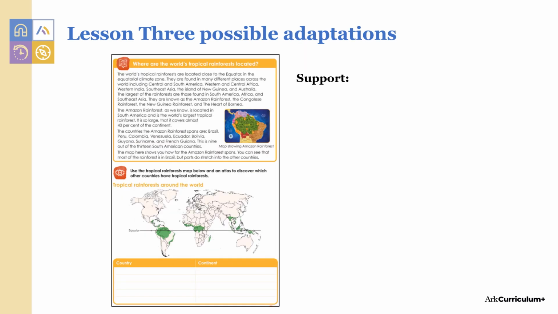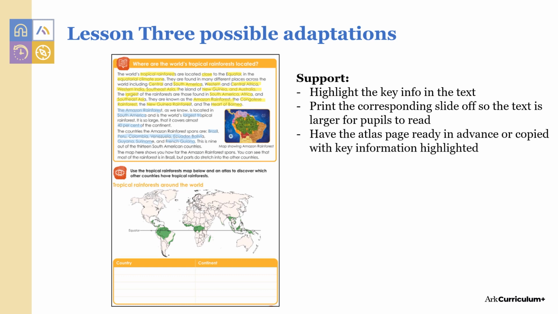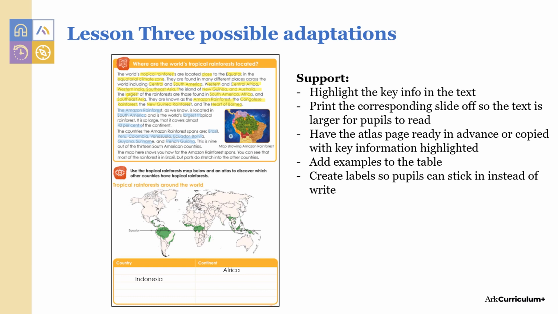To support pupils in lesson 3, you can highlight the key information in the text and print the corresponding slide off so the text is larger for pupils to read. You could also have the atlas page ready in advance or copy with the key information highlighted. For the activity, you could add examples to the table and create labels so pupils can stick in instead of write.